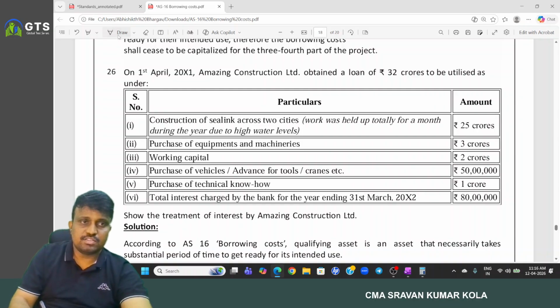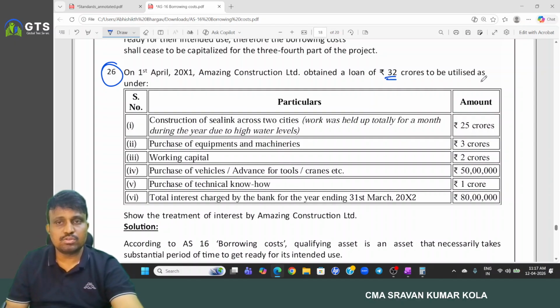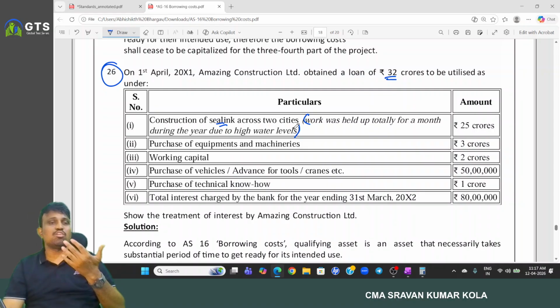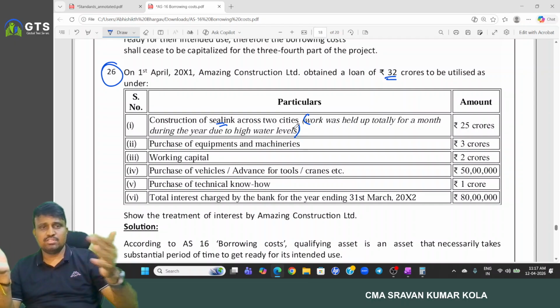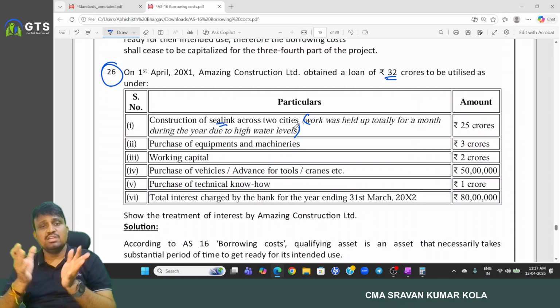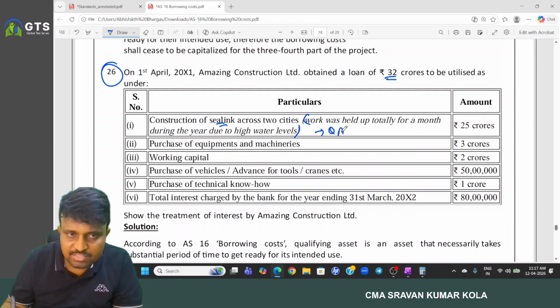And in this case, on 1st April, construction was started and 32 crore is being utilized. Construction of the ceiling and work was held up totally for a month during the year due to high water level. High water level is very common in the process of construction. Even while constructing a road in a forest area, animal attacks are also very common. So in that period, some delay is there. The construction has been stopped. Even during that period, any interest paid is required to be capitalized. So this is a qualifying asset.